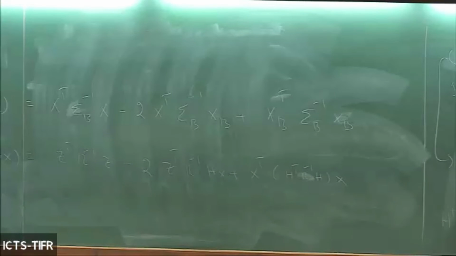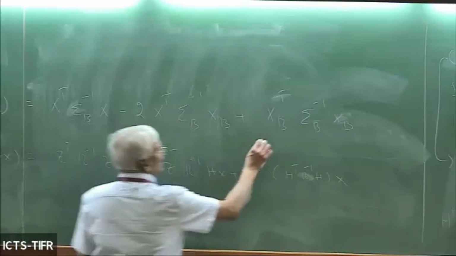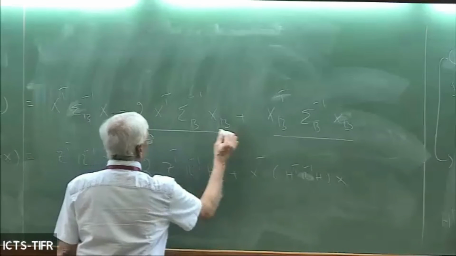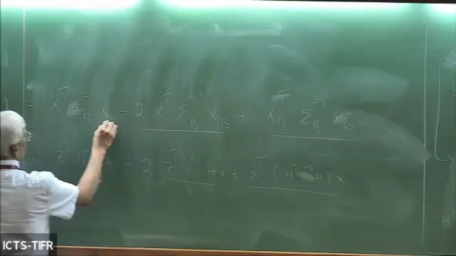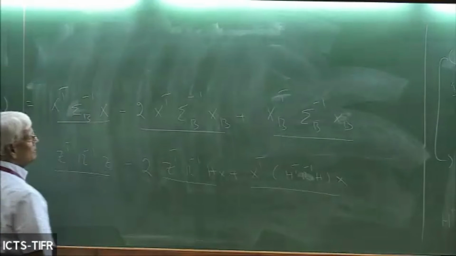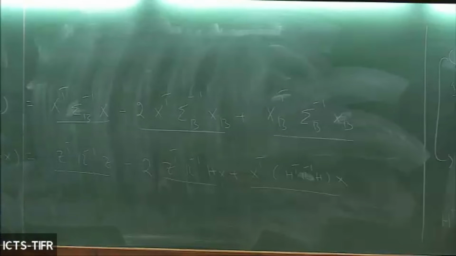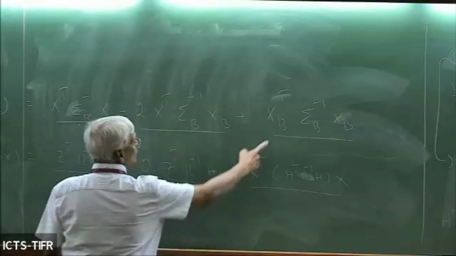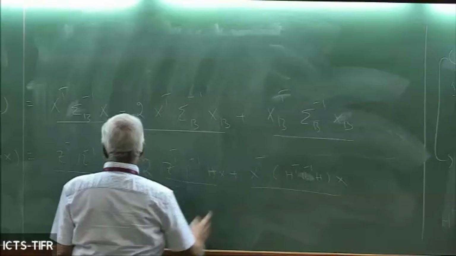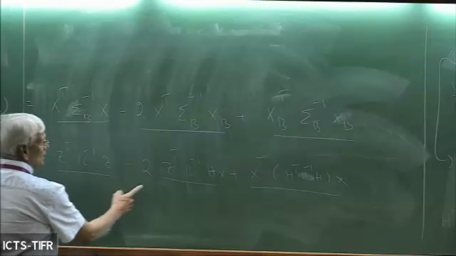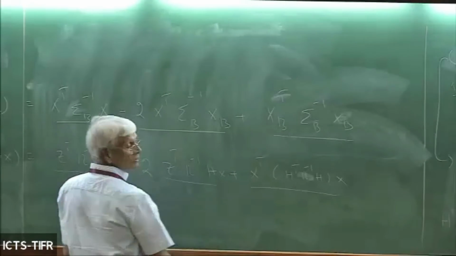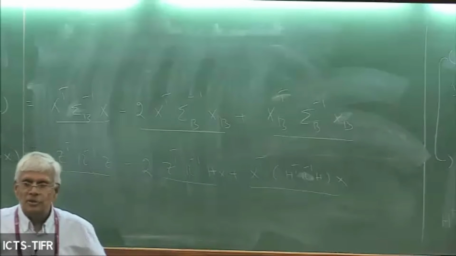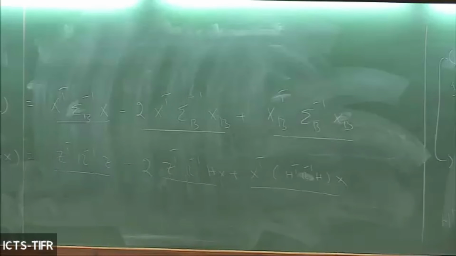There are 6 terms. This term is independent of x. This term is linear in x. This term is linear in x. This is quadratic in x. This is quadratic in x. This is independent of x. So if you compute the derivative with respect to x, the derivative of this will be 0. The derivative of this will be 0. The others are derivatives of the linear function and quadratic functions. We all know how to do that, right?